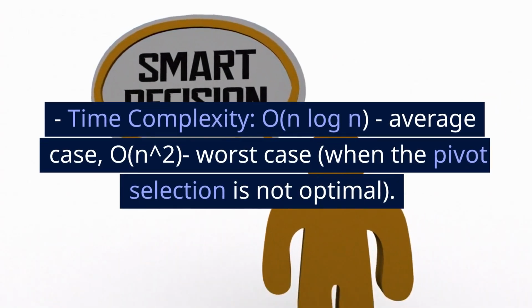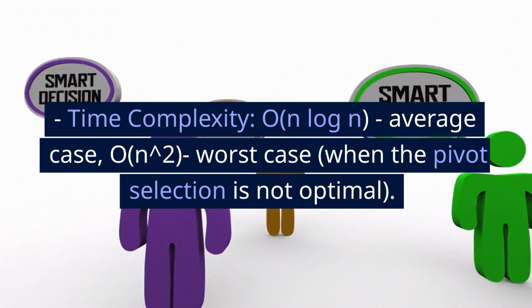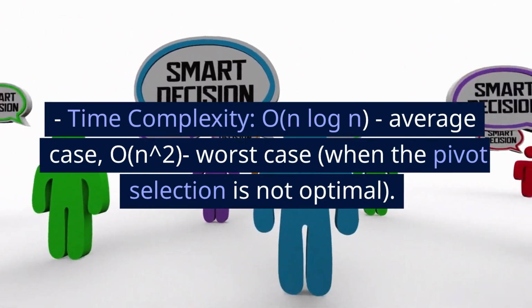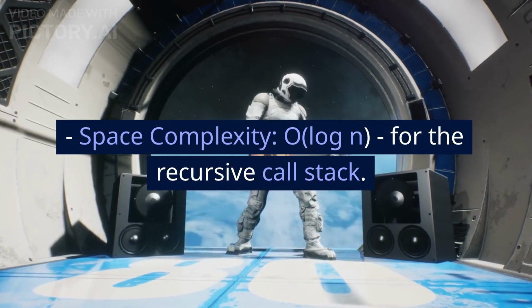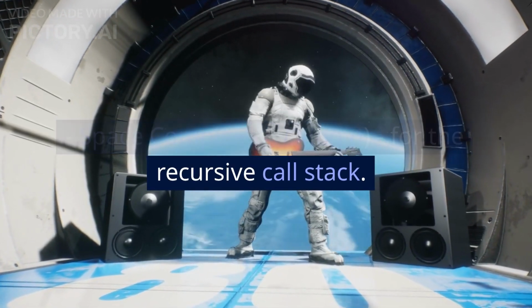Time complexity, O(n log n) on average. Worst case, O(n squared), when the pivot selection is not optimal. Space complexity, O(log n), for the recursive call stack.